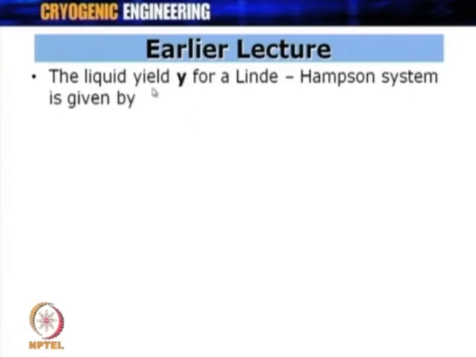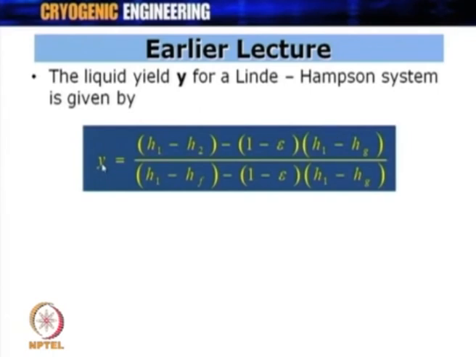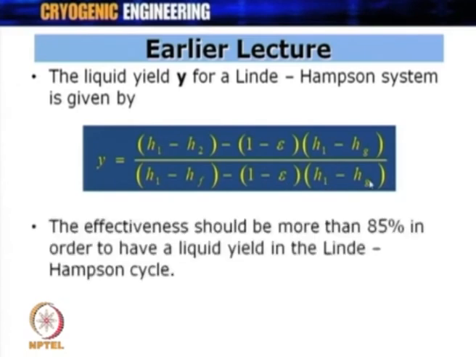At the same time, the liquid yield Y for a Linde-Hampson system is nothing but the ratio of m dot f upon m dot, that is the mass fraction of the m dot which gets liquefied, which is called m dot f. Okay. So, Y is equal to (H1 minus H2) minus (1 minus epsilon) into (H1 minus Hg), divided by (H1 minus Hf) minus (1 minus epsilon) into (H1 minus Hg).